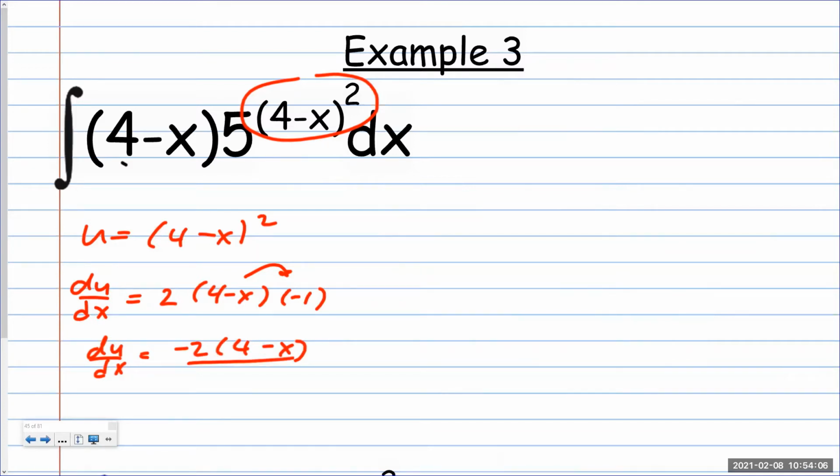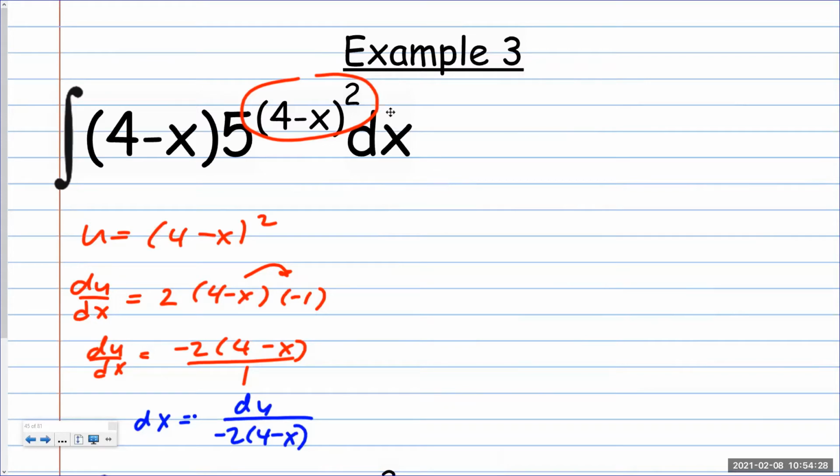Four over 1. When I solve for my dx, I get du over this whole thing, negative 2 times the quantity 4 minus x. I can distribute it, but I know leaving this is going to help because you see this 4 minus x, it's up here at the 4 minus x. You could distribute it, but I can see it's going to hurt me, I'm going to have to undistribute it later.